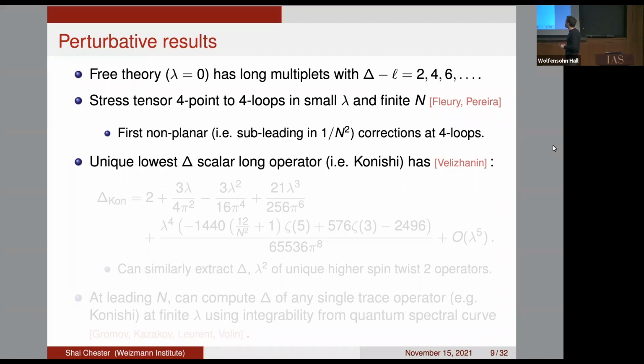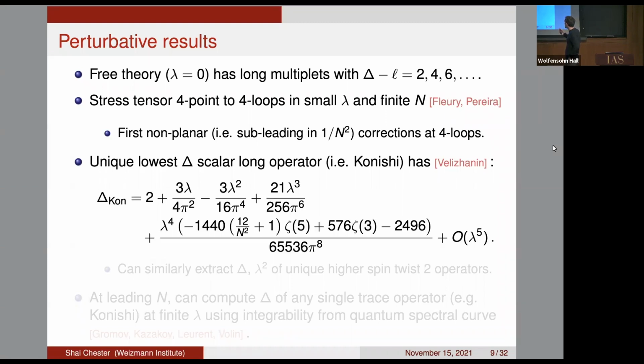So in particular, you could extract the scaling dimension of the Konishi operator. And so here I quote this result, originally computed by Velizhanin. It's a very nice compact result. And as you see, the first non-planar correction occurs at 4 loops, so the lambda to the 4 term. You can similarly extract scaling dimensions and OPE coefficients of, in fact, all of the twist 2 operators for any value of spin. So I'm just showing you the spin 0, but the results are also known for any value of spin.